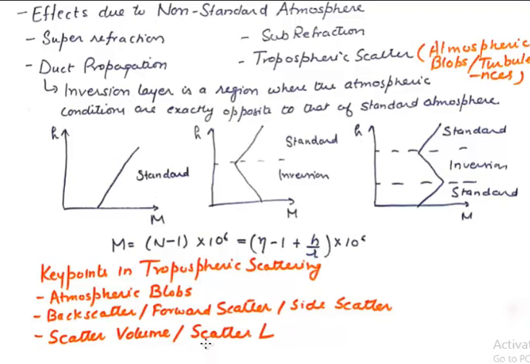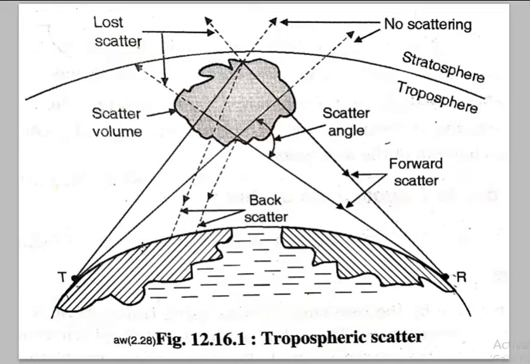Now there are a few key points in tropospheric scattering like back scatter, forward scatter, and side scatter. And then we have scatter volume and scatter angle. We can see all those points being discussed here in this diagram. The forward scatter refers to the incident wave from the receiver antenna. The receiver is directed towards this scatter volume to receive the signal.